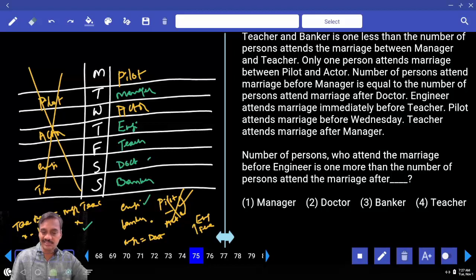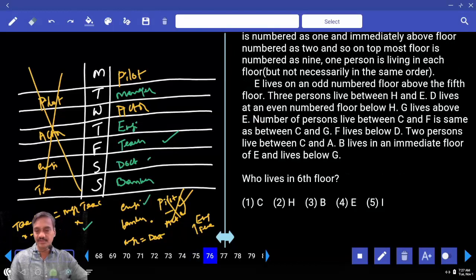Before engineer there are exactly 3 persons. Is one more than the number of persons who attend the marriage? One more than. 3 is one more than ante, and that number must be 2. After 2, everyone can iddaru unnaru. Teacher. And teacher, that is choice 4, 75. Then next coming to question number 76 onwards.